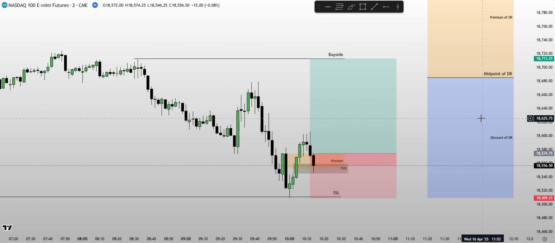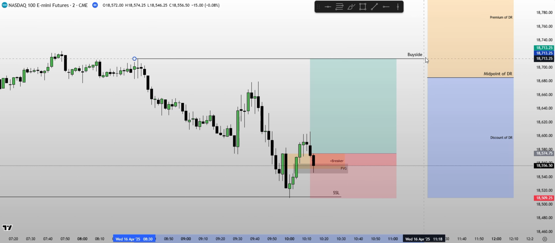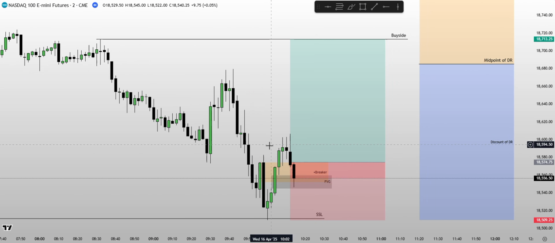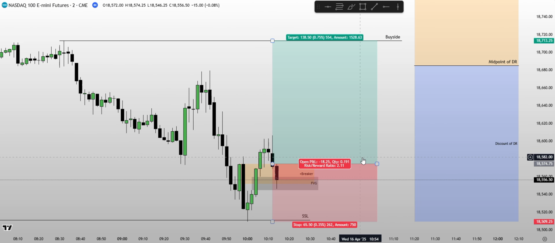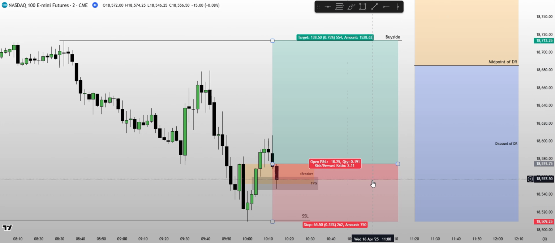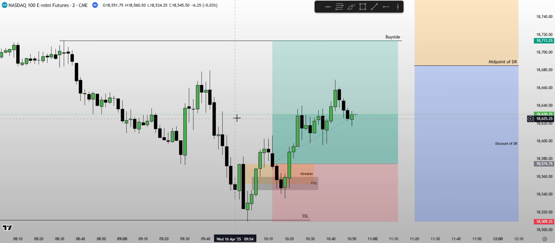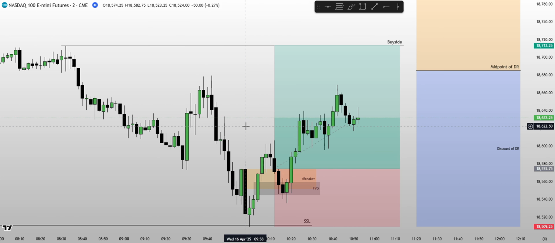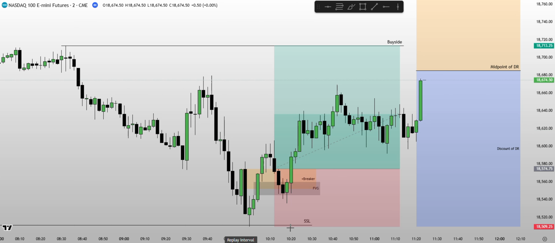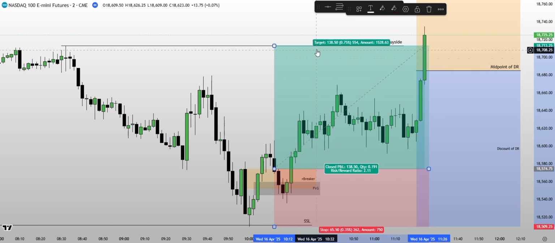In the discount of that dealing range, you get that breaker entry, fair value gap entry. And so you enter upon that, targeting that opposing buy side liquidity. That's it, that's all. And you let the trade play out. And if the direction is correct, the timing is correct, and the draw is correct, price will gravitate towards that buy side liquidity.